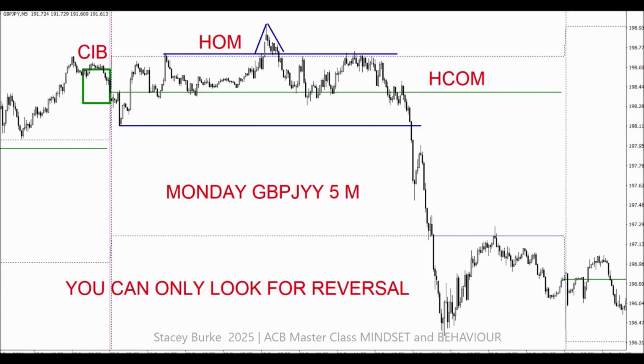Now this is a Monday, and I want to use this chart. We're looking at the pound yen. We have a couple things to point out here. Number one, obviously we had a close and breakout. It's the high of the month. It's also the 30th. This is the 30th of December. It's the end of the month. Okay, we're 2 days away from the end of the month.